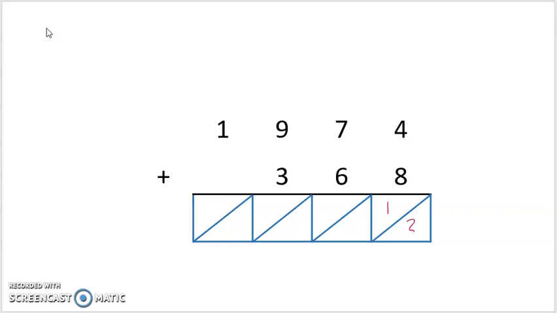7 plus 6, that is 13. 1 ten and 3 ones. 9 plus 3, that's also 12. 1 ten and 2 ones. 1 plus 0 is 1, which is 0 tens and 1 one.